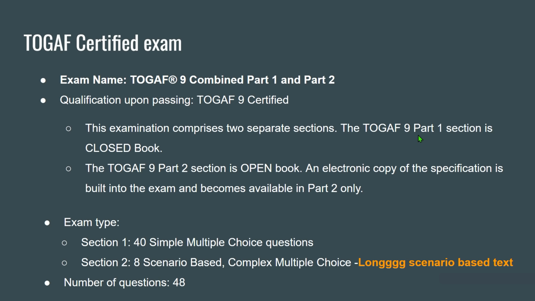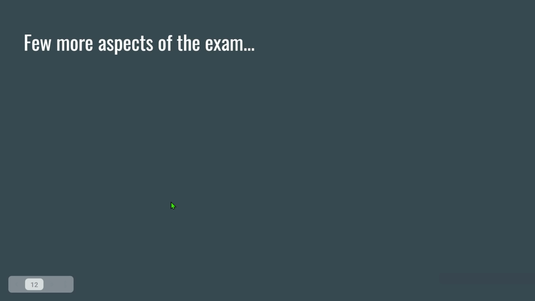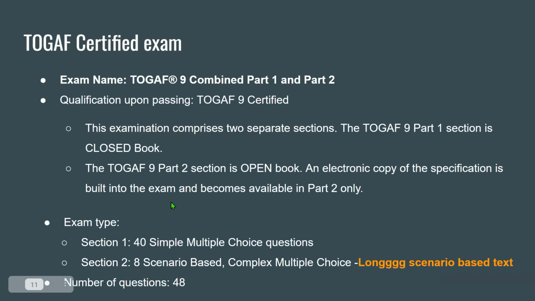This has 2 sections. One is part 1, we talked about the foundation part of it. It is a closed book. You need to know the terminologies, the methods and entire standards in order to answer. However, part 2 is an open book exam, and an electronic copy of the specification is built into the exam. During the exam, you can clearly see the copy of the standards available to you, because you anyway have to utilize this knowledge on the real scenarios which are asked as part of part 2.